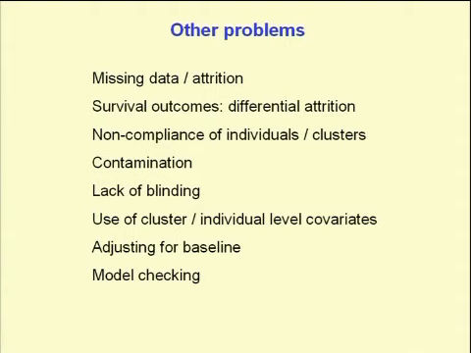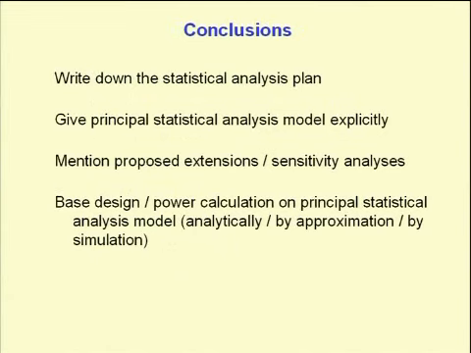We haven't talked about adjusting for individual or cluster level covariates. We haven't talked about adjusting for baseline. We haven't talked much about model checking. So these are all things which I think would need to be thought about, and Larry's given lots of examples of model checking, or at least sensitivity analyses which he's considering in his complex example.